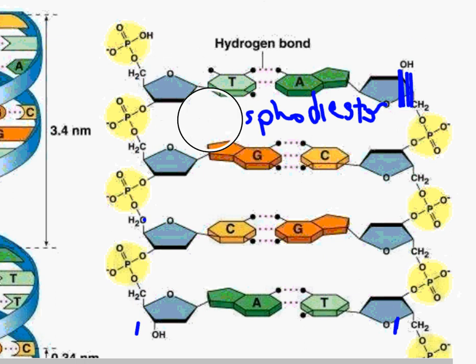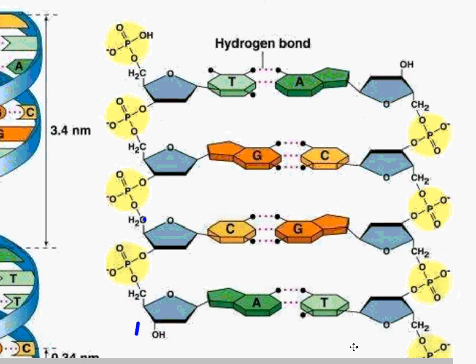But notice what's going on in the center. The 2 sides are connected with hydrogen bonds. Hydrogen bonds don't take a lot of energy to break, and they don't take a lot of energy to put back together. And so this is a great bond for the DNA molecule because DNA is constantly needing to be separated and joined back together.